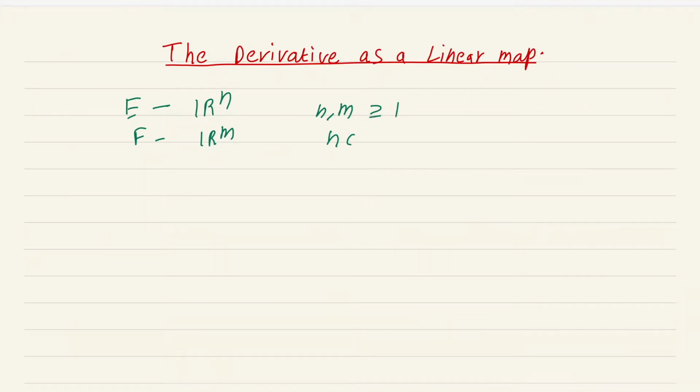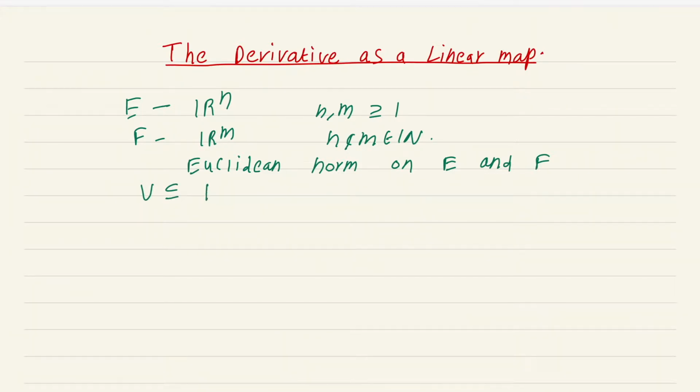N, m are natural numbers. And we will always put the Euclidean norm on E and F. So our objective is to consider an open set U in E and a map f from U to F, and we want to discuss derivatives of such a map.